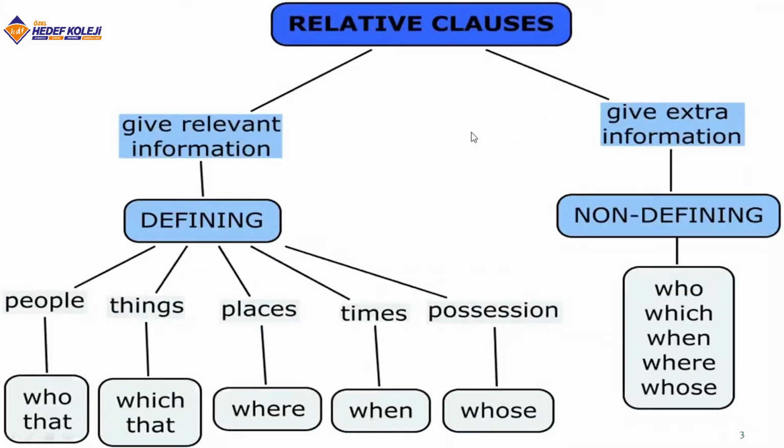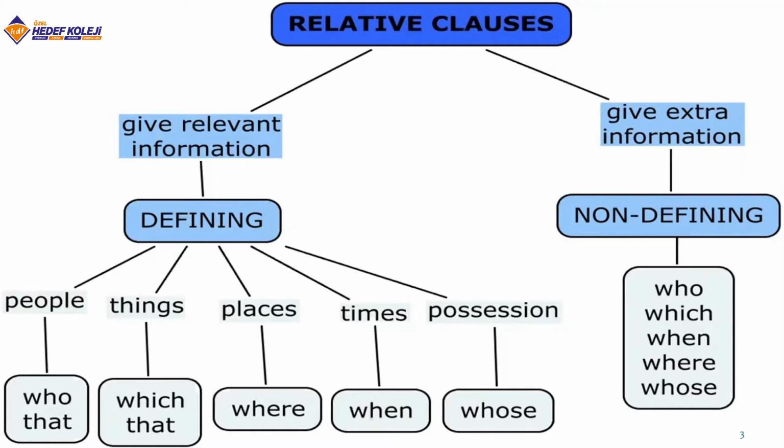We can divide relative clauses into two categories. The first one is defining and the other one is non-defining. Defining gives relevant, necessary, important information. For example, I saw a man who is standing outside. But non-defining isn't necessary or important, it gives us extra information. For example, I saw a man who is your father.